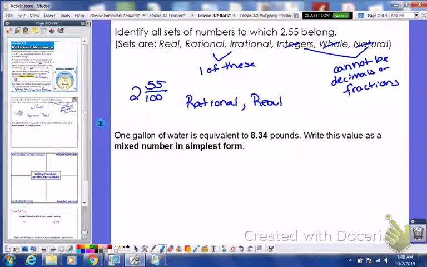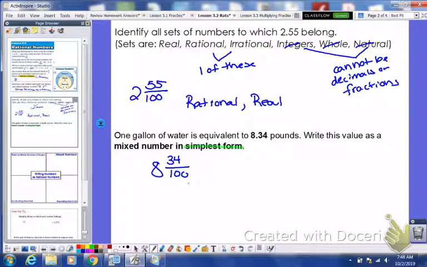Please make sure we always do simplest form. You will lose credit if you do not simplify. So again, 8.34 we would say as 8 and 34 hundredths. So I know I have an 8, 34 hundredths, so 34 over 100. Now I have to think about simplifying.